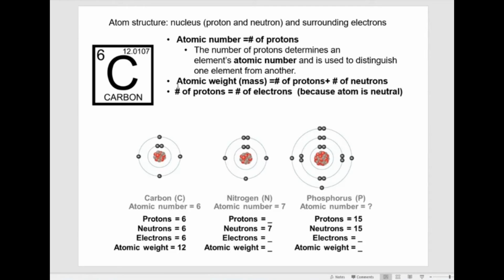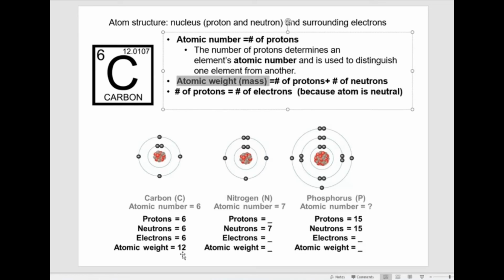The next one is atomic weight. This equals the sum of the number of protons and the number of neutrons, because only those two particles carry weight. The electrons are so small, we just ignore their weight. So for carbon, we have 6 protons and 6 neutrons. Together, the atomic weight will be 12.